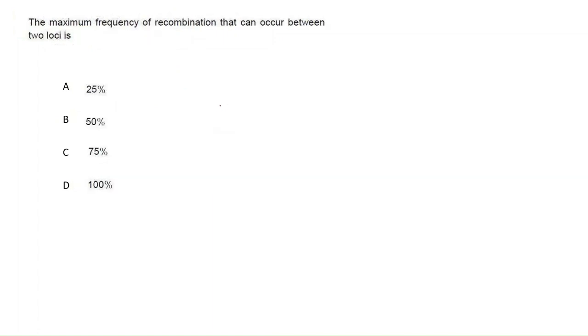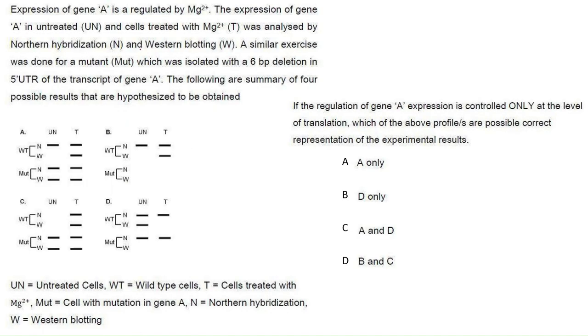Is it clear? So one more simple question. The maximum frequency of recombination that occurs between two loci, meaning what is the maximum recombination frequency, RF value, is always 50%. So option B is the correct answer. Now come to the part C question.